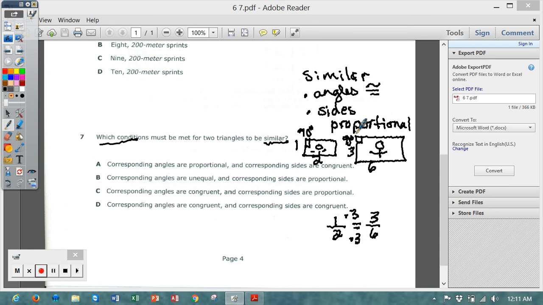Sides are proportional. So you just need to be very careful to read your choices. Angles are proportional? No. Angles are unequal? No. They're exactly equal. Angles are congruent? Yes. We've already determined these two are completely wrong, so let's just look at the other two. Sides are proportional? Yes. Sides are equal to each other? No, the sides are not. You've got shorter sides and longer sides. So it has to be C.